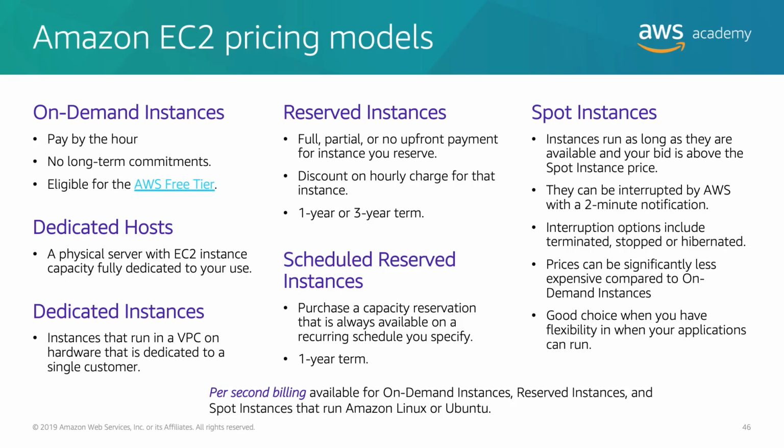Welcome! This video will discuss Amazon EC2 cost optimization. Amazon offers different pricing models to choose from when you want to run EC2 instances. On-demand instances are eligible for the AWS free tier. They have the lowest upfront cost and the most flexibility. There are no upfront commitments or long-term contracts.